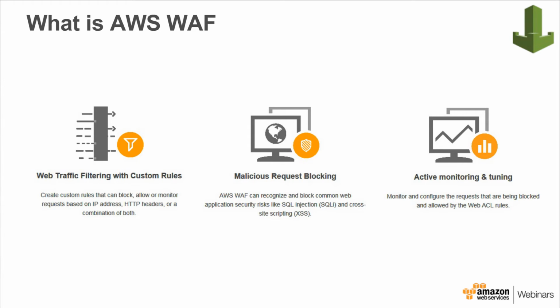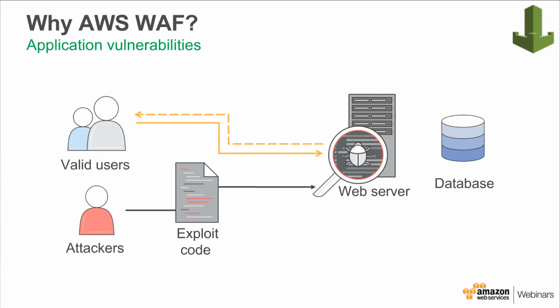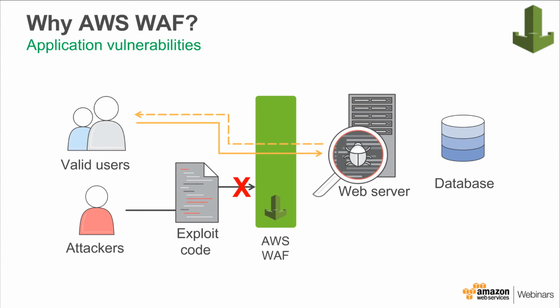AWS WAF provides you with the tools to detect, block, and monitor malicious web requests targeting your applications. Customers use AWS WAF to protect against three kinds of malicious requests. First, customers need tools to protect their websites and applications from attempts to exploit bugs that may exist within their service. The most common example here are SQL injection attempts, which are designed to extract data from backend databases through bugs in your website. AWS WAF includes built-in rules that can detect and block SQL injection and cross-site scripting injection attempts.